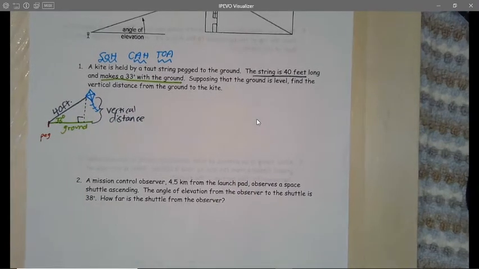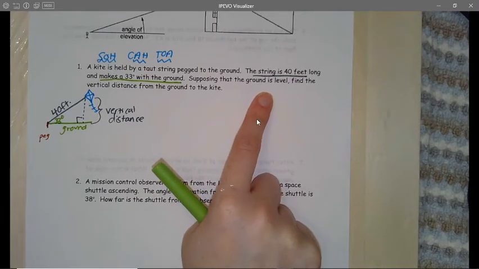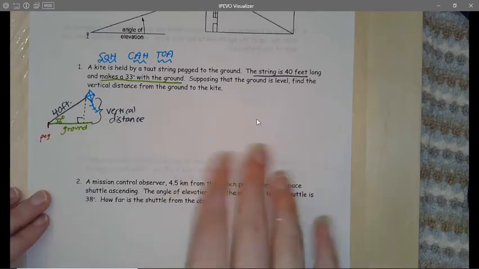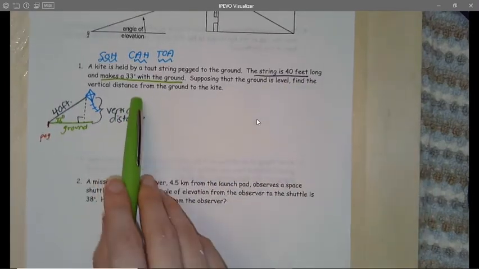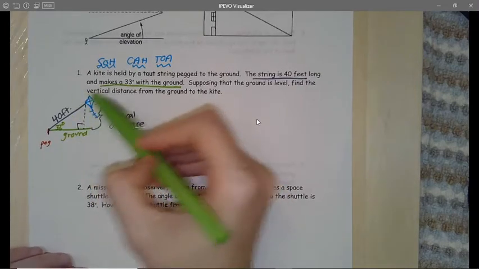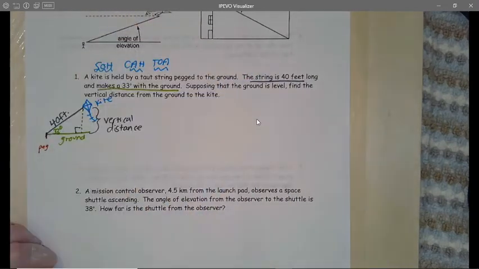Supposing that the ground is level. We're going to suppose this ground is super level, as if someone graded the ground down and made it flat. Find the vertical distance from the ground to the kite. Here's my pretty kite. If you want to label it, you can. I hope your picture looks better than mine because, like normal, I'm horrible at drawing, so I try my best.